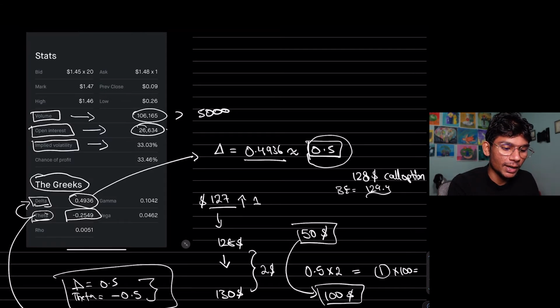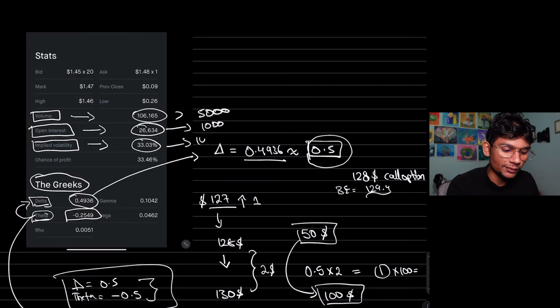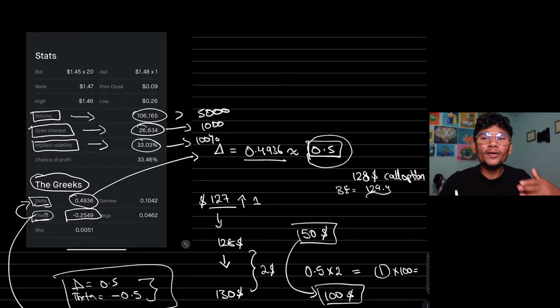Open interest is also very high. Make sure the open interest is also above 1,000. This is 26,000. Perfect. Excellent. Implied volatility. You want to make sure implied volatility is lower than 100%. And that is 33. Perfect. So why are these important, you may be asking? So you want the volume to be high because you want to go into something knowing that other people are going into it as well, right?